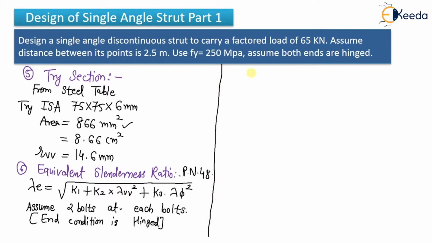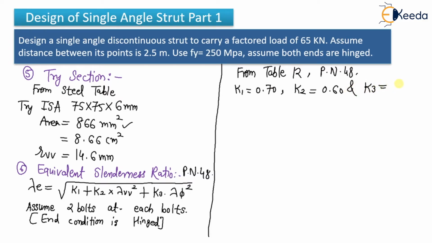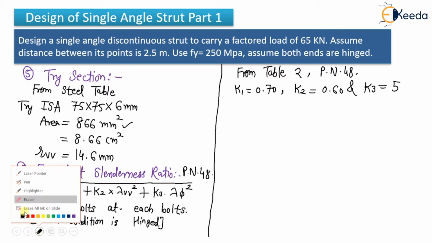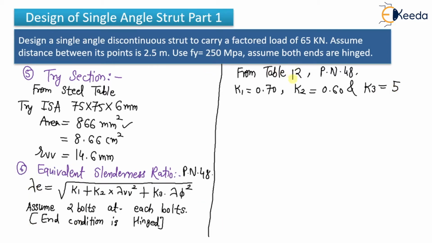Now, I will be using table number 12. Which table I used? I have shown you that in the IS code. From table number 12, page number 48, what is the value of K1? I told you to write it on your paper. It is 0.70. What is the value of K2? It is 0.60. And what is the value of K3? It is 5. I have told you this. You have to write the values of K1, K2 and K3. And from where I got this value? I got this value from page number 48 of IS 800 2007. Now, I got all the values from table number 12, page number 48. Let's calculate rest of the things.